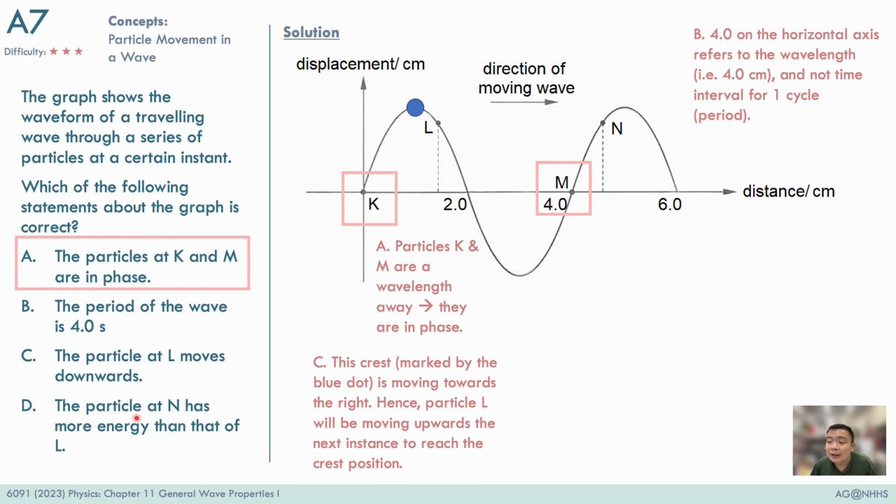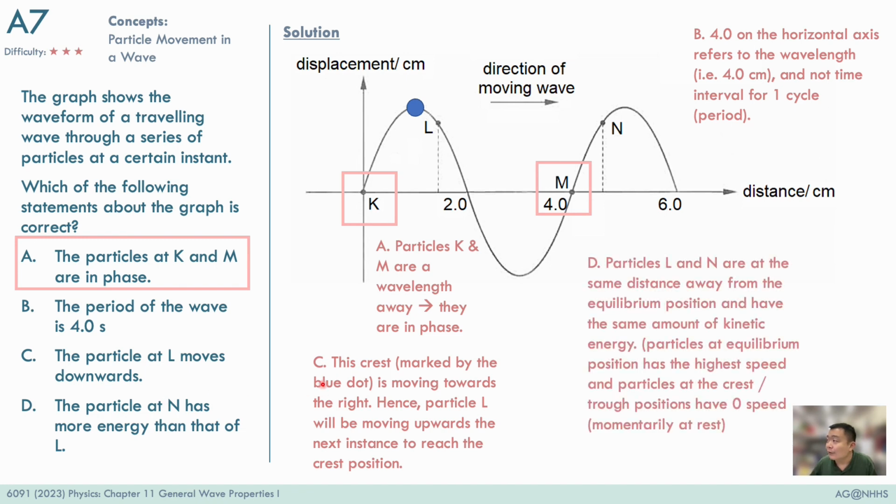Lastly, for option D, particles N and L, they are found at the same distance away from the rest position. Now, as we all know, particles at the crest and at the trough positions, they are momentarily at rest with zero kinetic energy. So they have the lowest amount of energy inside them. In contrast, particles at the rest position, over here and over here, are moving with the fastest speed, having the highest kinetic energy.